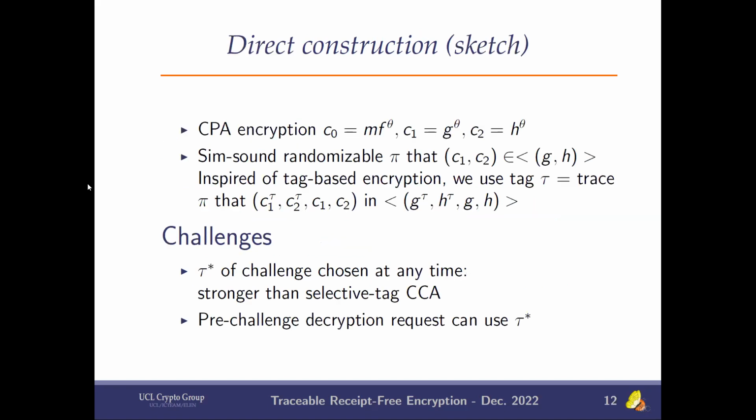So I'll try to give some intuition about this direct construction. The first element of this is an ElGamal encryption, C0, C1, and C2. And now it's very malleable. So we want to add some simulation-sound proof that this C1 and C2 are in the span of G, H. And we use techniques that are reminiscent of tag-based encryption. And so we will use the tag as the trace, which is the unmalleable part of our ciphertext.